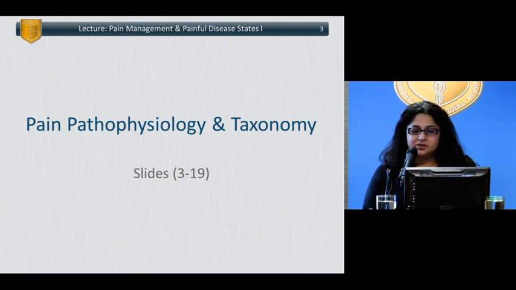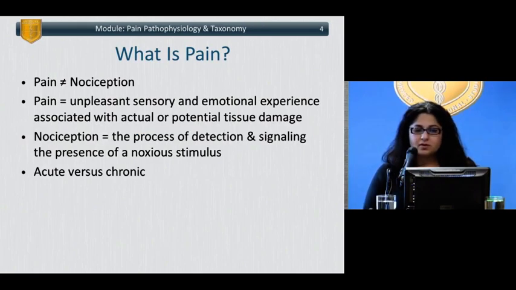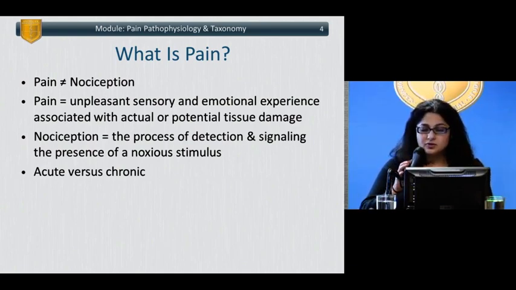Pain pathophysiology and taxonomy. What is pain? Well, pain does not necessarily mean nociception. Pain, as defined by the International Association for the Study of Pain, is an unpleasant sensory and emotional experience which is associated with actual or potential tissue damage. Nociception is actually the process in which we detect and signal a noxious stimuli. When we refer to pain, we usually describe it either as acute pain versus chronic pain.